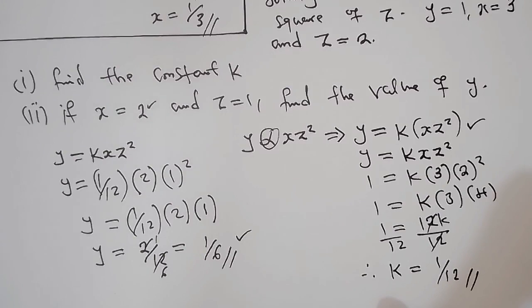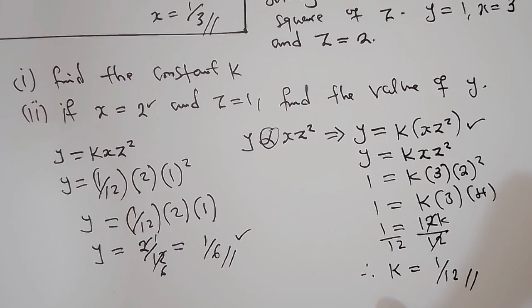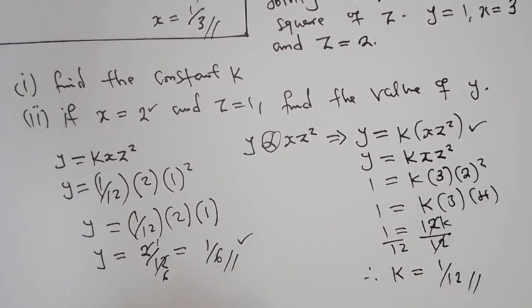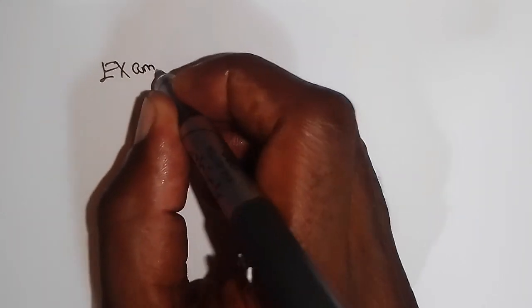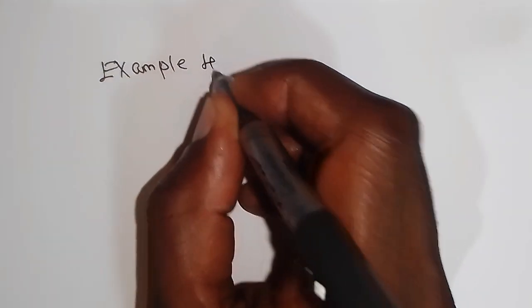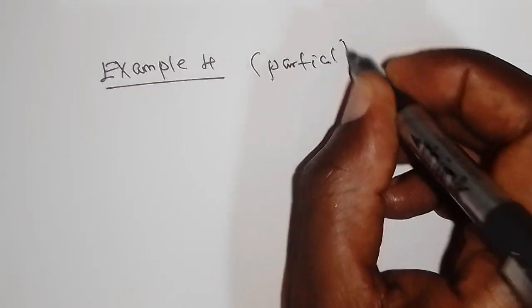Now the last one is about partial variation, which is connected to inverse variation. In partial variation, you have more than one variable on your right. So the last example, example 4, we'll be looking at partial variation.